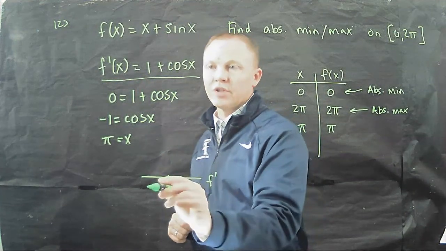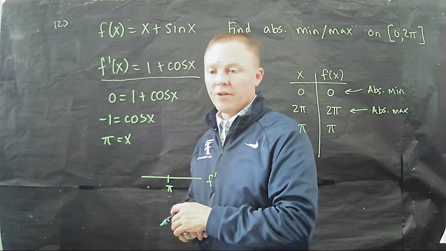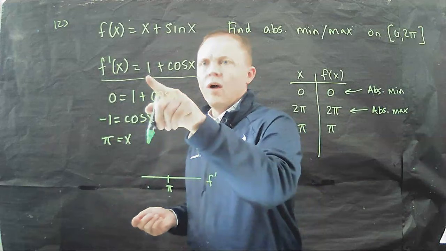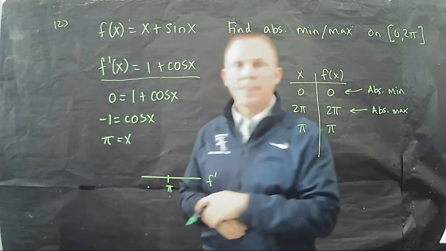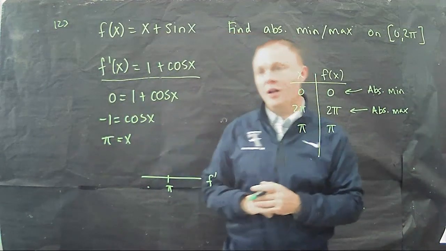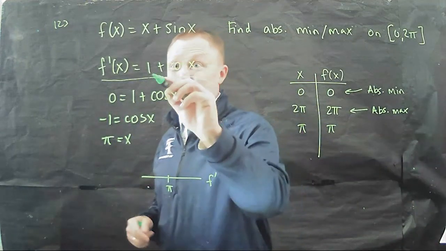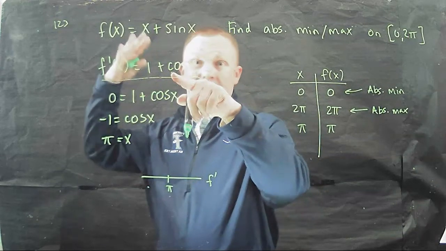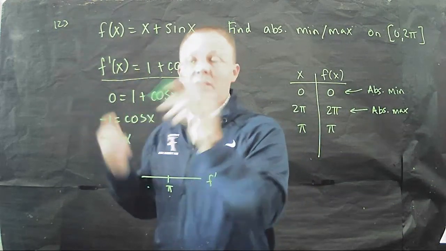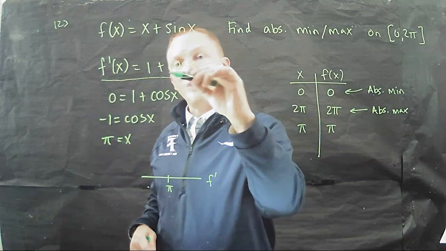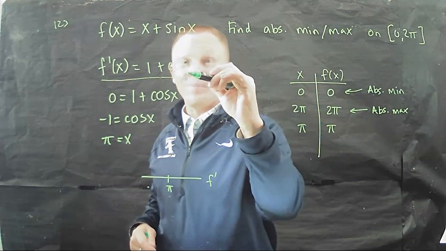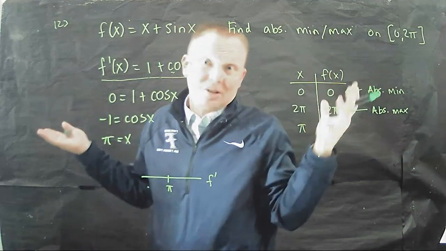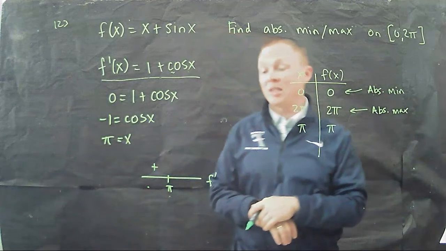Well, what if we plugged in a number just to the left of pi into our derivative? What if we plugged in, say, like 3 into the derivative? 1 plus the cosine of 3. Okay? Is that going to be positive or negative? Well, it's going to be positive because the cosine's only going to be between 1 and negative 1, right? And 3 is almost pi, so it's in the second quadrant. So this number right here is going to be a negative number, but it's not going to be smaller than negative 1. So 1 plus something like negative that's not bigger than negative 1 is going to still be a positive number. So the derivative is going to be positive to the left of pi.